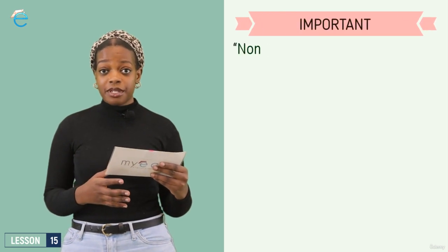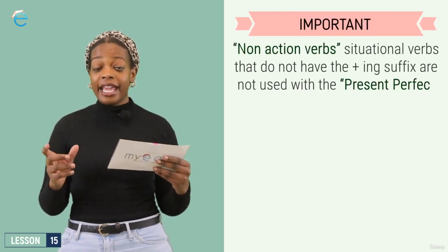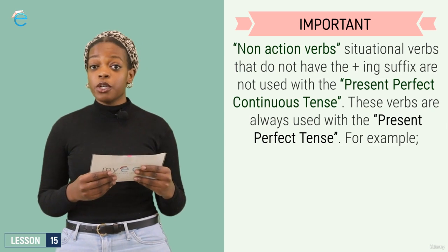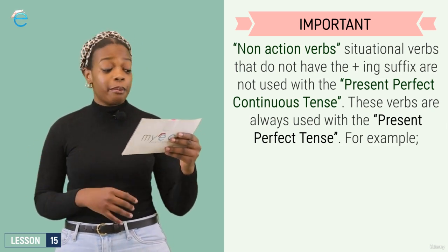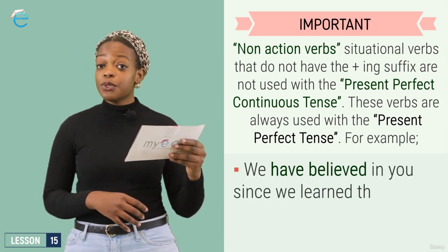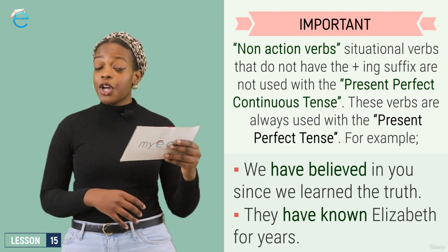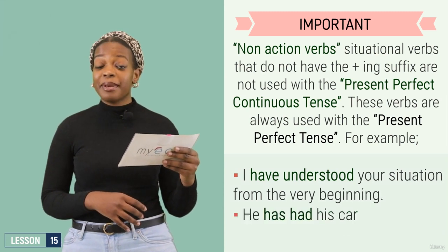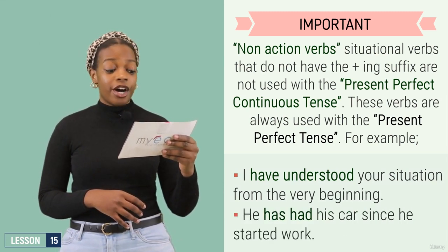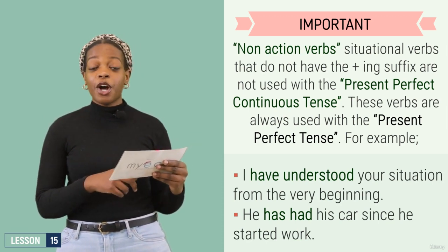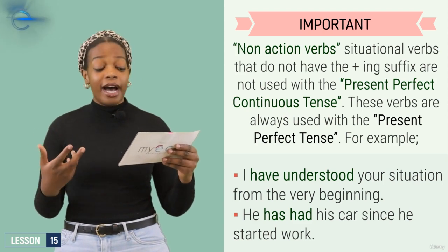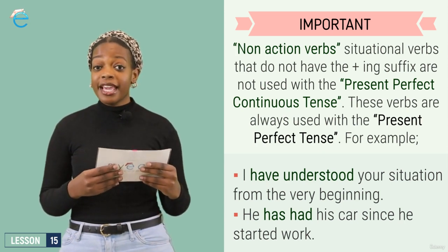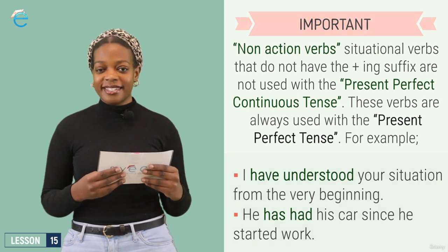For non-action verbs, meaning verbs that do not get an ing ending, we cannot use the present perfect continuous. For these verbs, we use present perfect tense only. For example, we have believed in you since we learned the truth. They have known Elizabeth for years. I have understood your situation from the very beginning. And he has had his car since he started work. All of these are non-action verbs: believe, know, understand, to have. It is not possible to give them an ing ending, so they can only be used with present perfect tense.